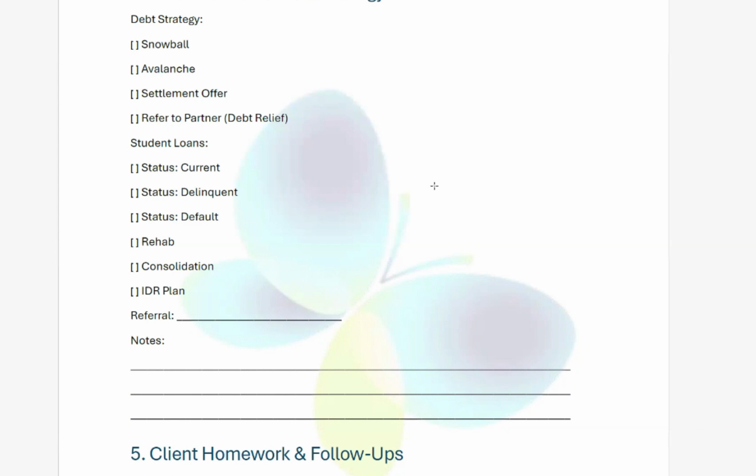So you have to figure out the status. Are they current? Are they in delinquent status? Are they currently late? Are they in default? If they're in default, you're going to need to do a rehab program. So these are little checks for you. You can check it off.